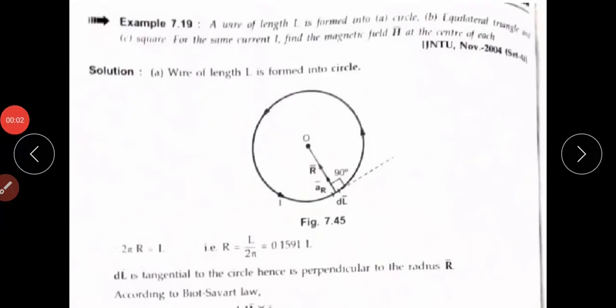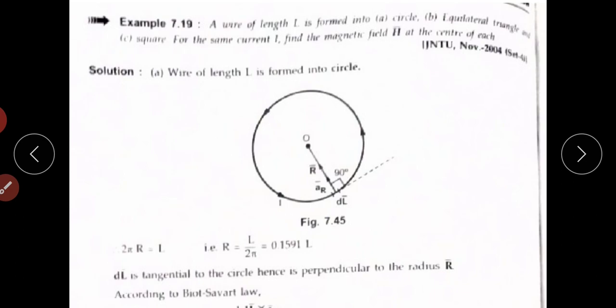Okay, now I would like to explain the problems on magnetic field intensity. The problem: a wire of length L is formed into first A circle, second one B equilateral triangle, and third one C square. For the same current I, find the magnetic field intensity H bar at the center of each. So here the conductor type is line conductor and the length of the conductor is L meters.